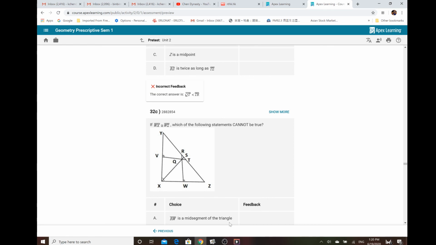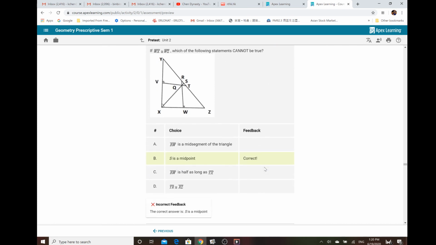Segment WX is congruent to segment WZ. Which of the following statements cannot be true? S is the midpoint. This one is hard to tell.